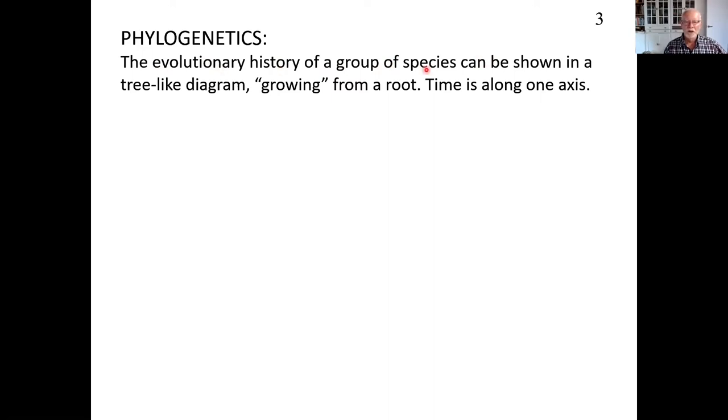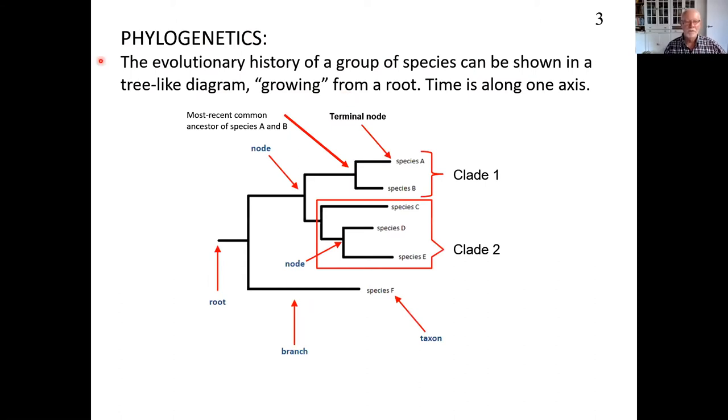Therefore, the evolutionary history of a group of species, that is phylogenetics, can be shown in a tree-like diagram. A tree grows from a root, and I'll show you an example of a tree. This is a fairly typical phylogenetic tree. Phylogeny, you may already be familiar with this, but the tree will grow in this direction.